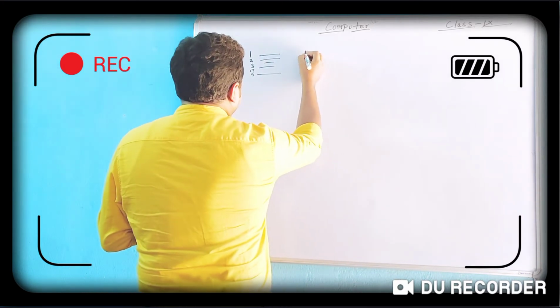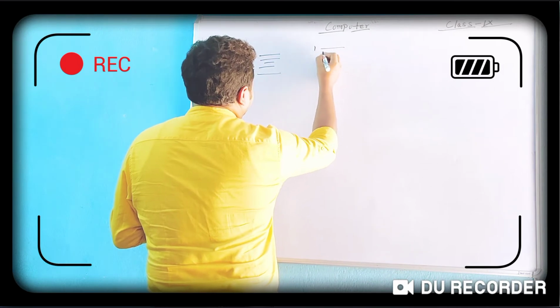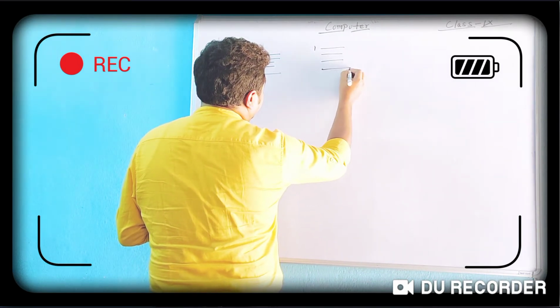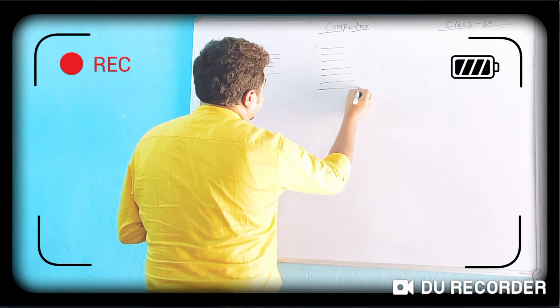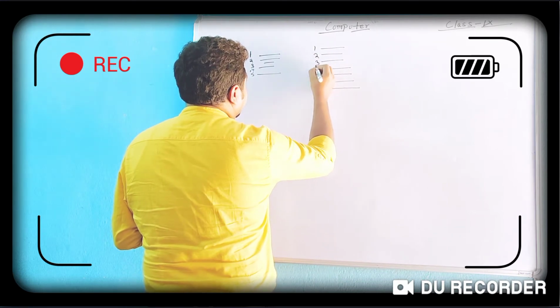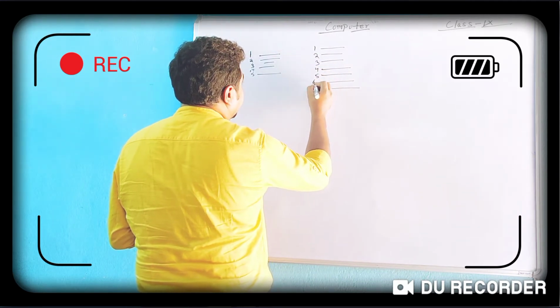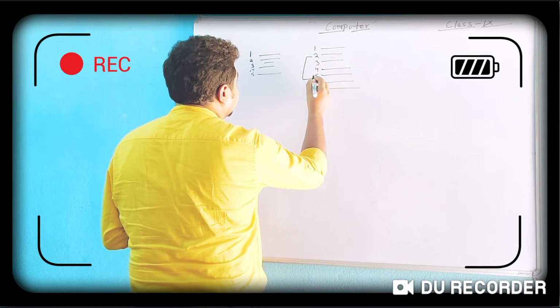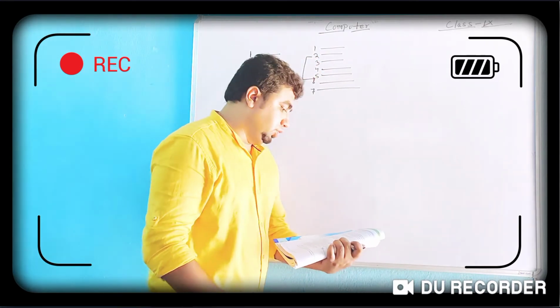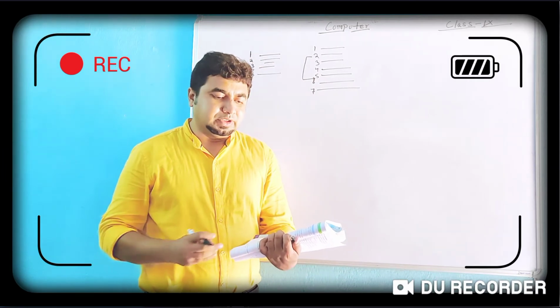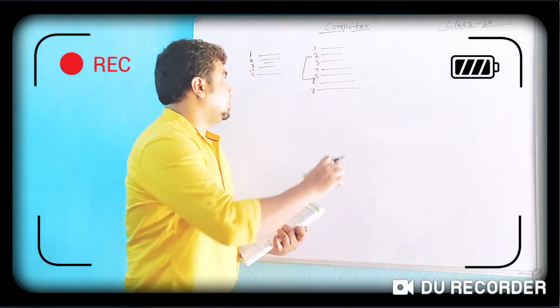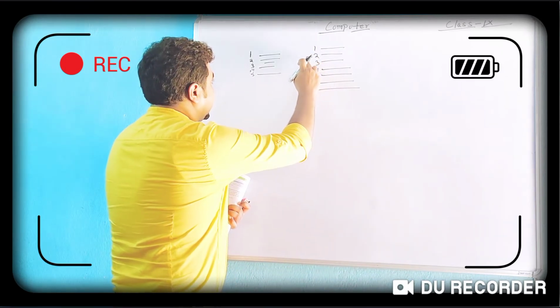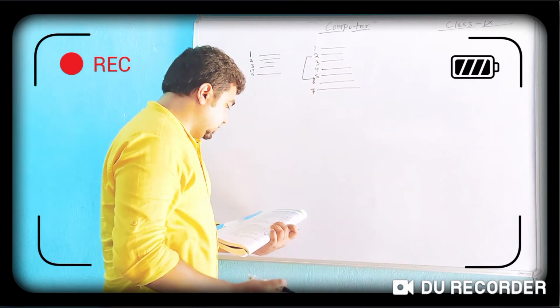And now, if there are so many lines, 1 2 3 4 5 6 7, and I want the control to go from the second line to the fifth line, you have to use conditional flow. With the help of conditional flow you can move from the second line to the fifth line. That is known as conditional flow.